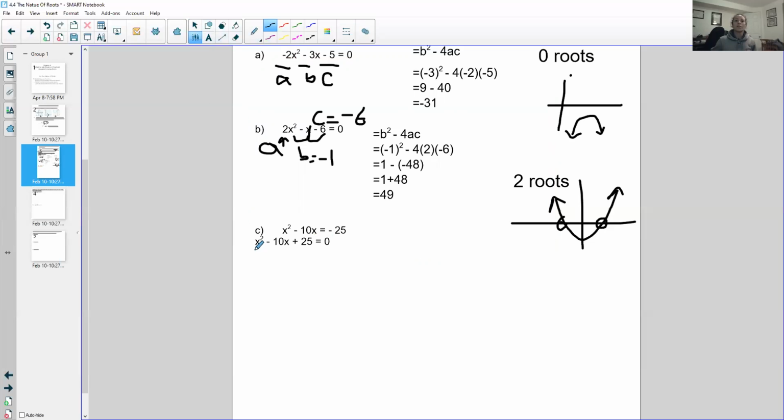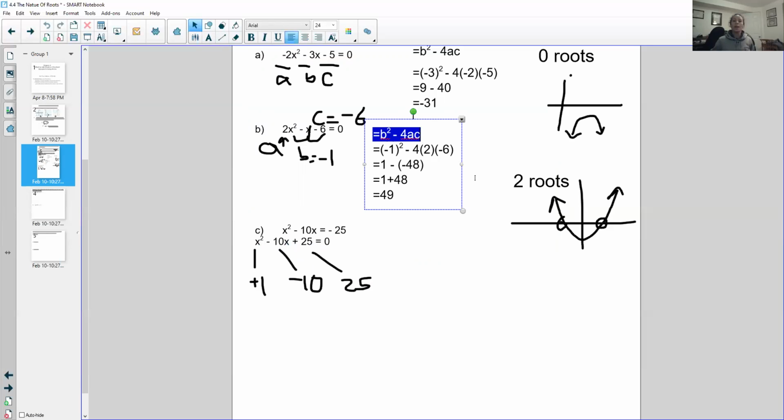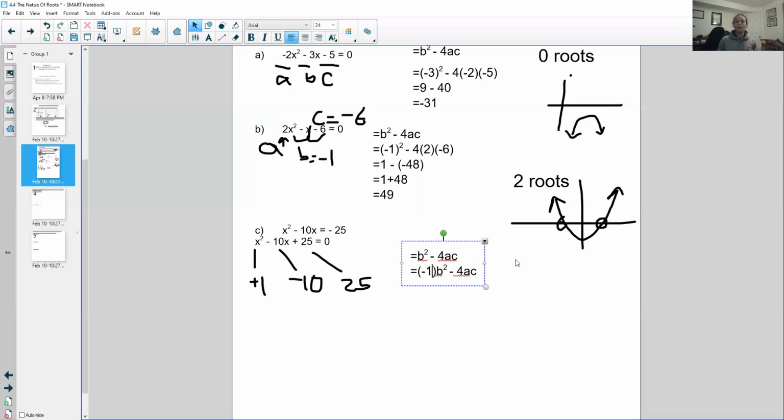Now looking at this, a value is +1, b value -10, and c value +25. Okay, so we've got our a, b, and our c. I'm going to use the discriminant now to figure out how many roots. My b squared, my b value, I'm going to plug in -10. My a value is +1, and my c value is 25.